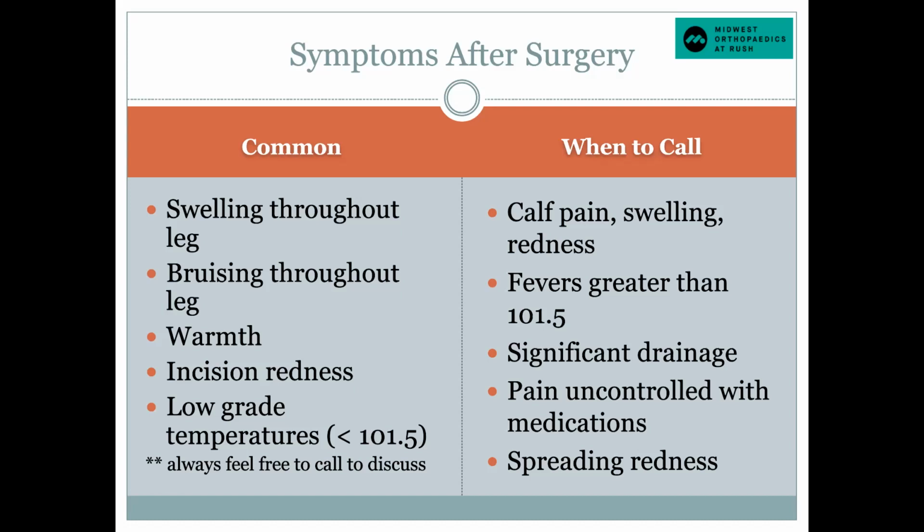Things that are abnormal would be if your calf muscle is extremely painful, tender, swollen, red, hard. This could be a blood clot. We would need to know about this right away. Any chest pain or shortness of breath, straight to the emergency room. And then any signs or symptoms of infection, including fevers greater than 101.5, total body chills, significant drainage, spreading redness, foul smells, things that just don't smell or look right. Please always call us, send us photos. That's what we're here for. We want to know about this immediately.